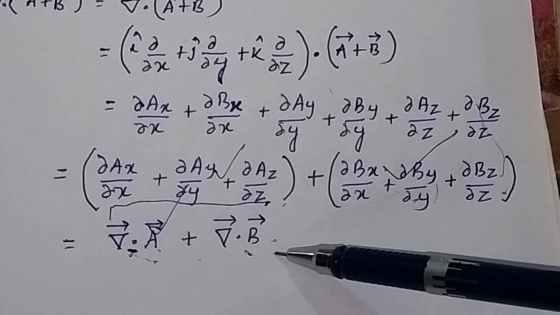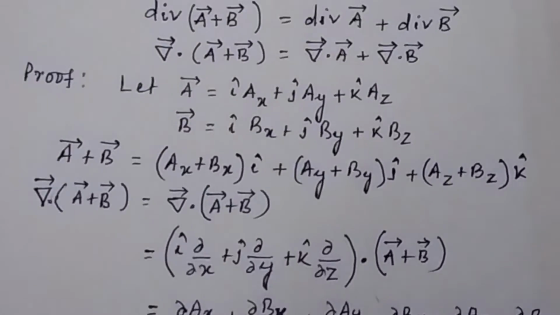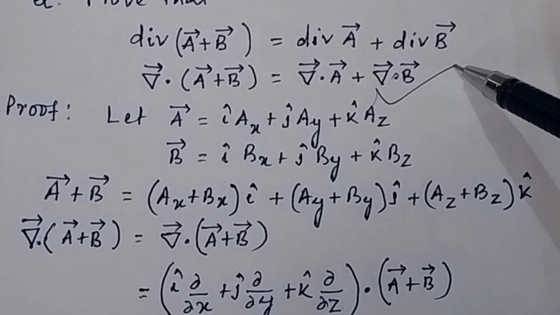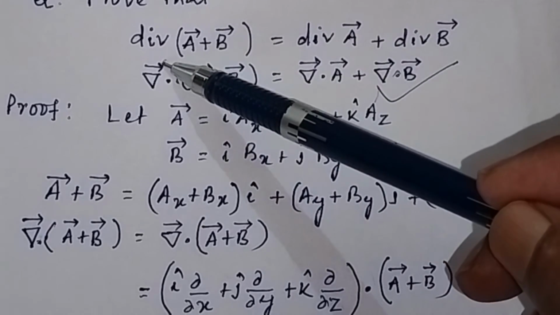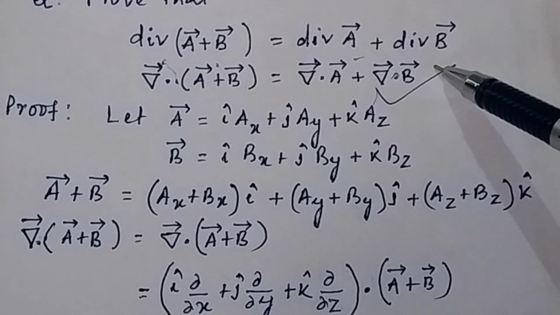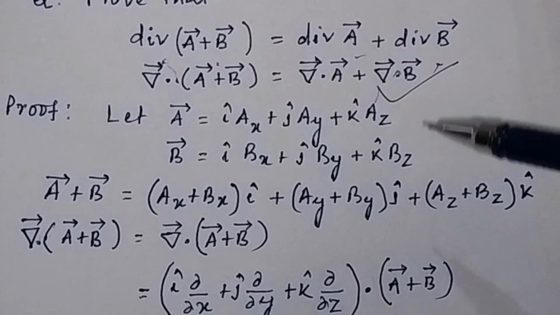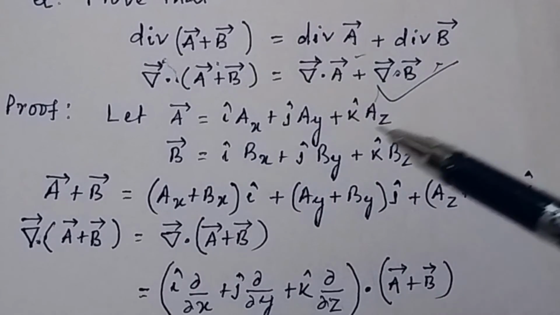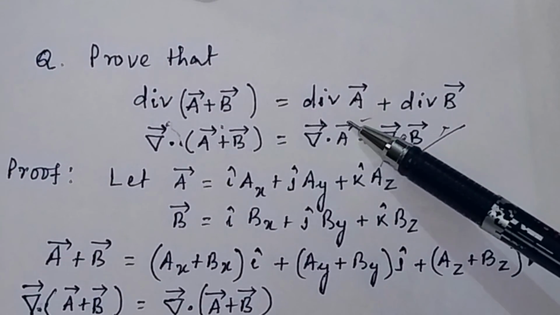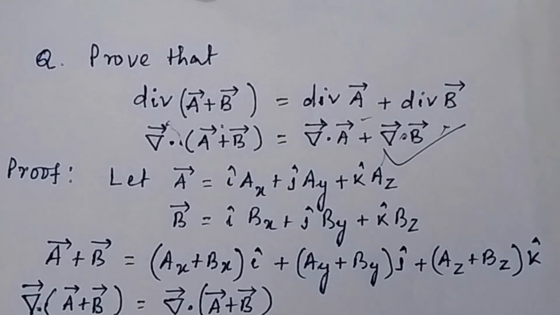So in this way you can prove that del dot (a plus b) is equal to del dot a plus del dot b. This is nothing but divergence of a plus b is equal to divergence of a plus divergence of b. This is one important property of divergence. In the examination, you will be asked to prove that divergence of a plus b is equal to divergence of a plus divergence of b, where a and b are vector functions.